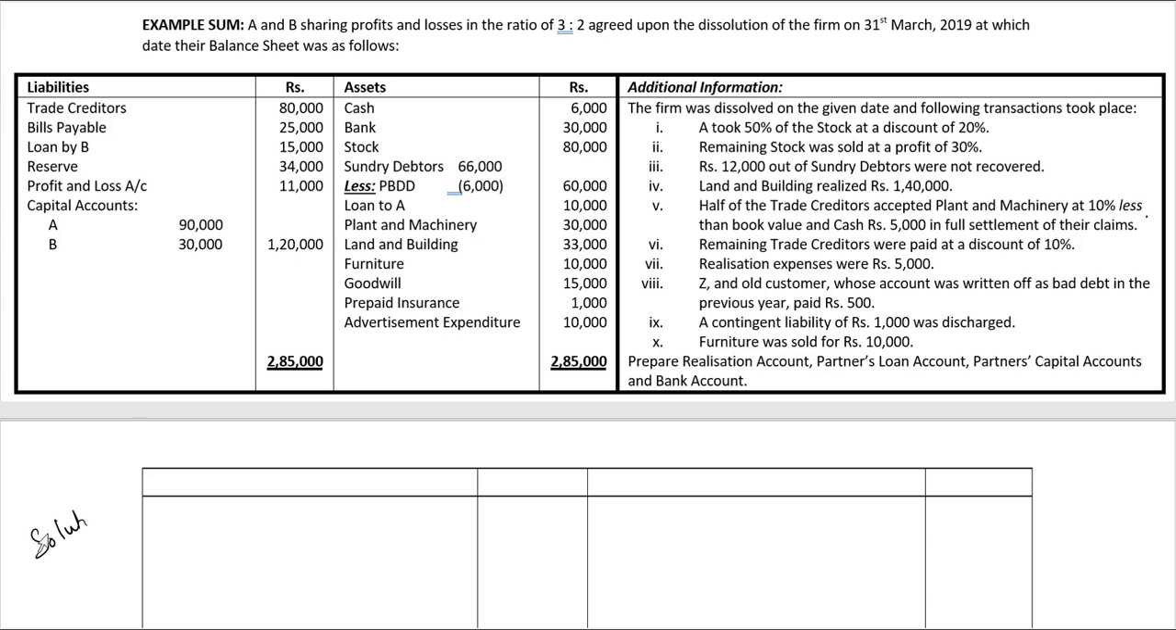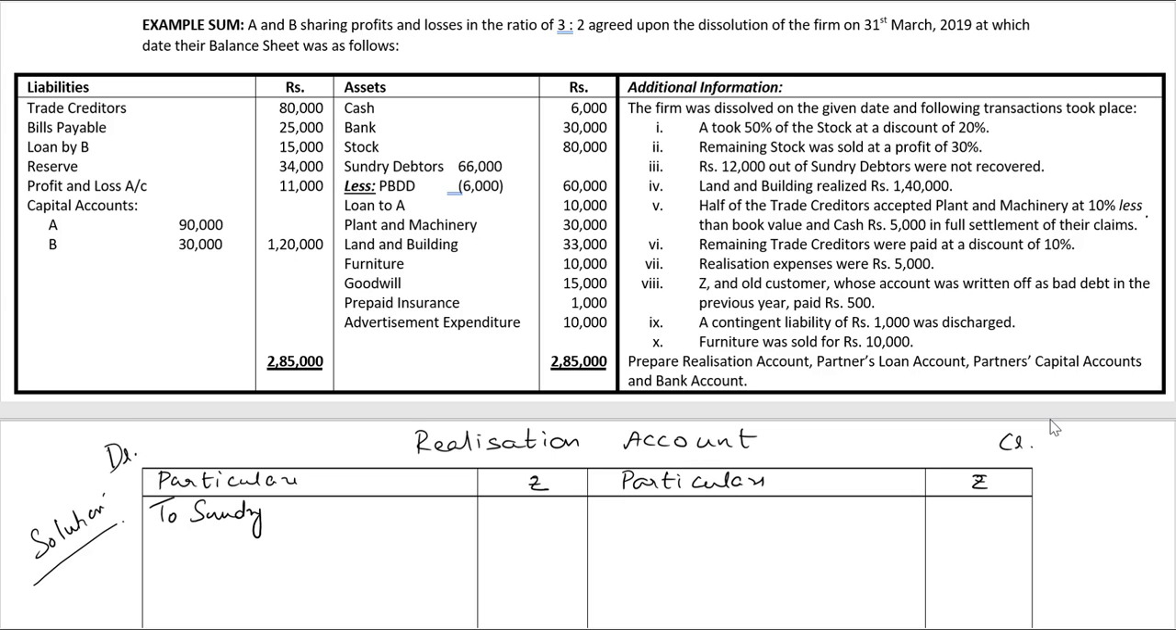Solution: realization account. Left side debit side, right side credit side. Particulars, rupees, particulars, rupees. We'll begin by transferring the sundry assets. Two sundry assets transferred.